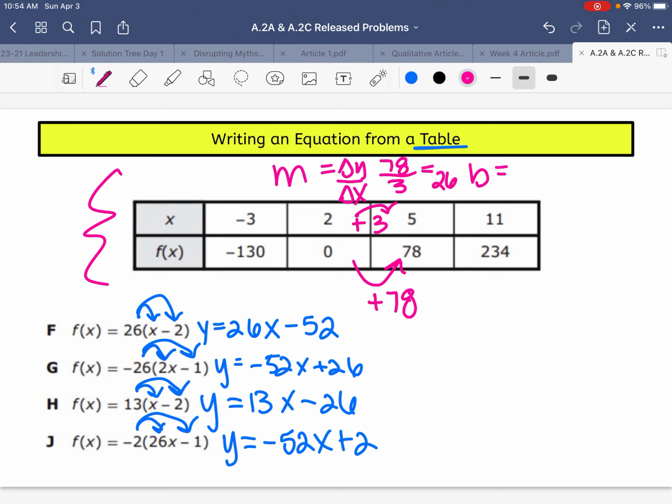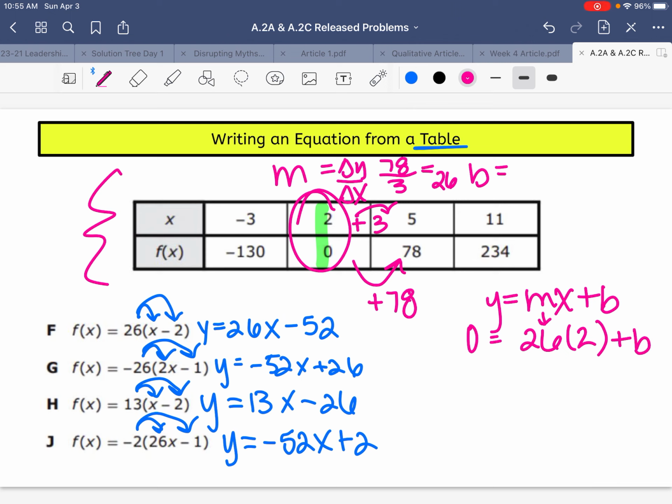For my y-intercept, I could work backwards in my table, or I could take a point right here and plug it into slope-intercept form. So slope-intercept form is y equals mx plus b. Now I know my slope. My slope is 26. So I'll put 26 in for m. I don't know b, but I do know an x and y that's on my line. So I will plug 0 in for y, and I will plug 2 in for x, and then b remains our variable.